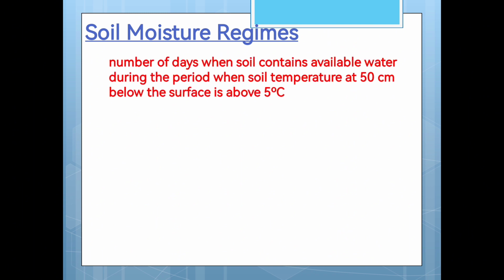So we already discussed the soil temperature regime. Now we are going to discuss soil moisture regime. Soil moisture regimes are the number of days when the soil contains available water during the period when soil temperature at 50 centimeter below the surface is above 5 degrees Celsius. So they measure na ngayon kung gaano kadami yung tubig sa ilalim ng lupa at 50 centimeter below the surface when the soil temperature is above 5 degrees Celsius.